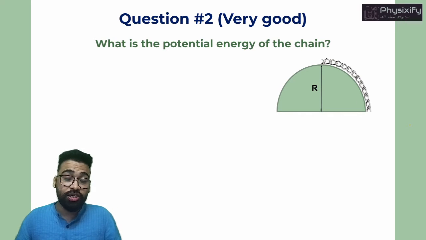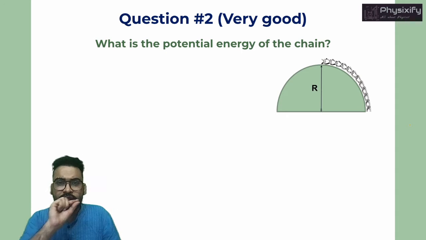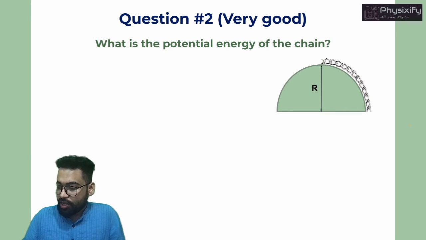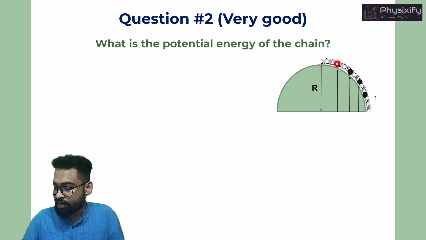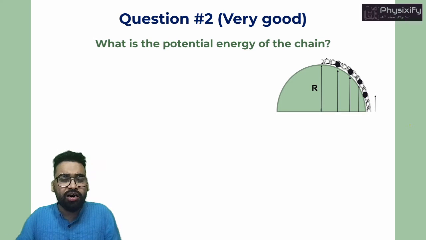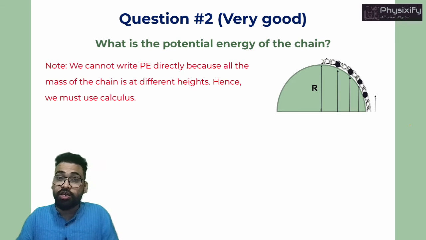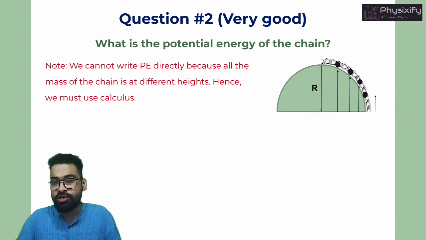Now how will you tell the potential energy here? The first thing that comes to my mind is that in the previous cases, all the small little masses on the chain were at a certain place. What about here? Here you have all different masses at different heights. You have this at a different height, this at a different height, and so on. So the first note point is that all the small masses are at different heights, and if they are at different heights, they are going to have different potential energies.